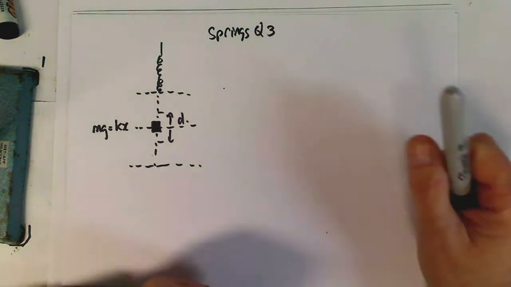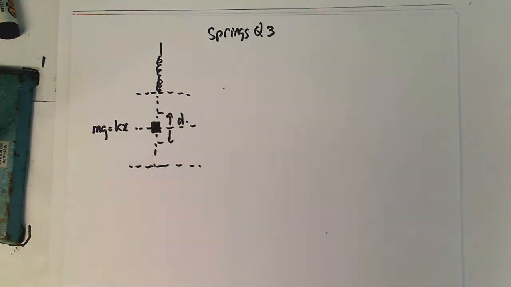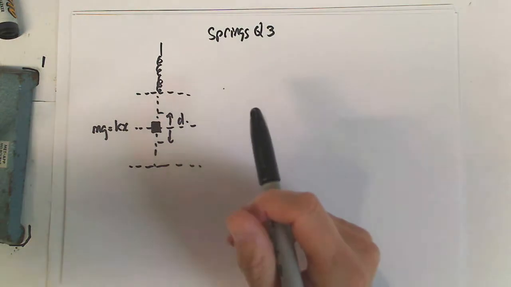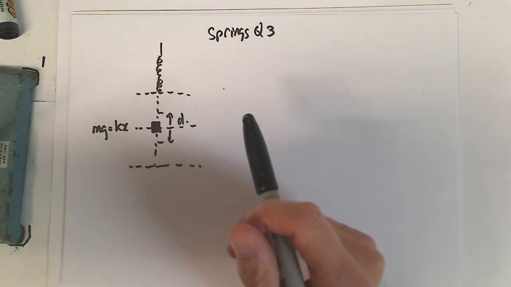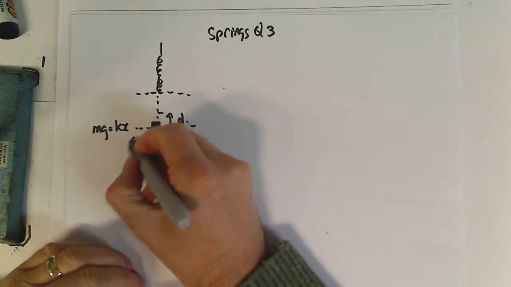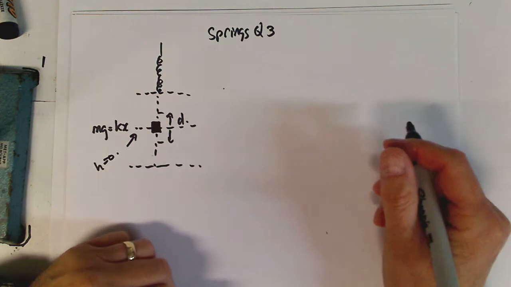Okay, here's Springs question number 3, an even trickier one than Springs question number 2. Hopefully you already looked at that video. So again, similar situation. Again, you can define your 0 anywhere you like. Let's see what happens if we take it there, which equals 0. This one gets a bit trickier.